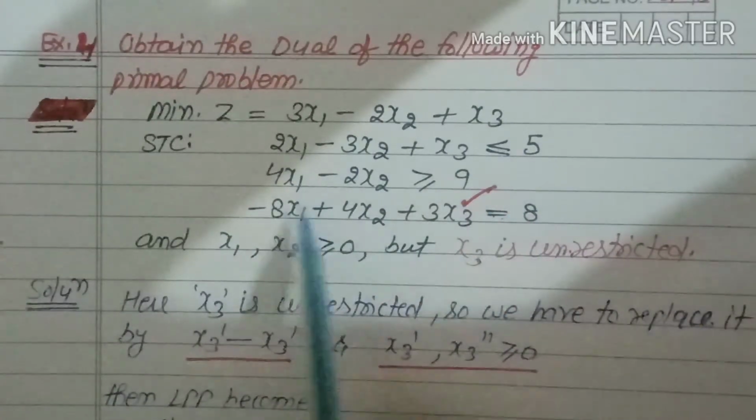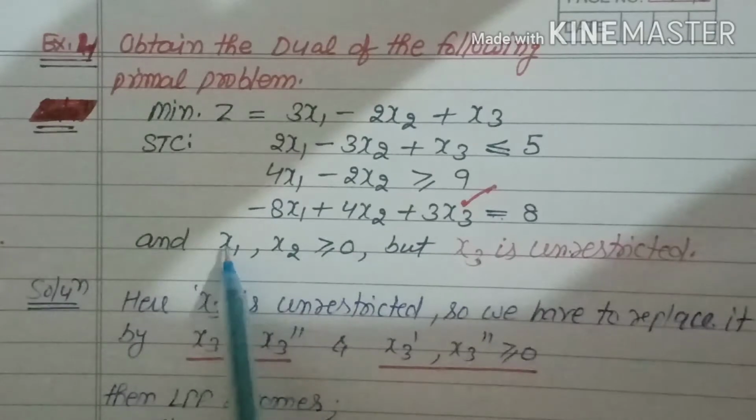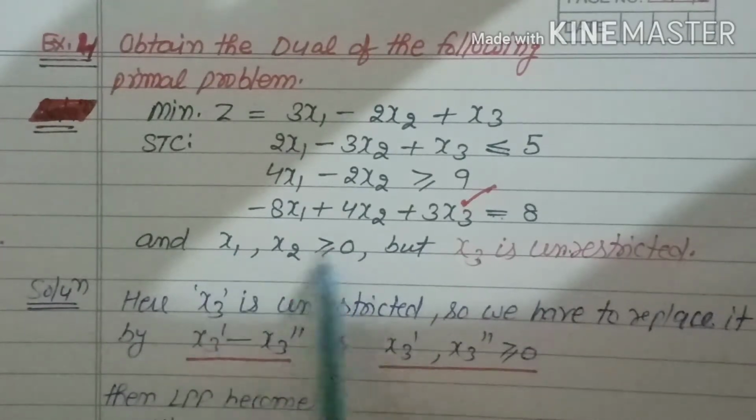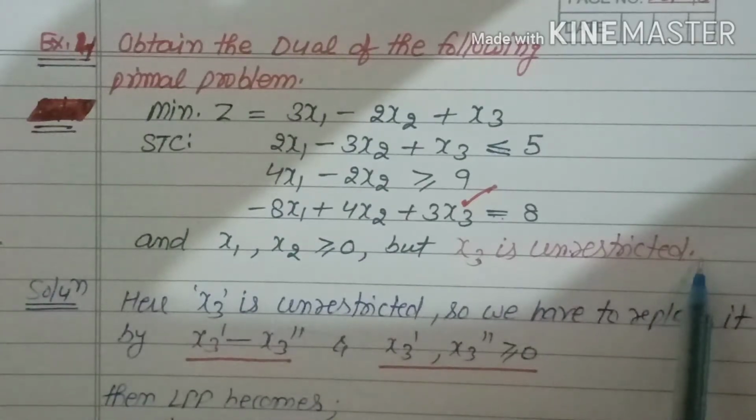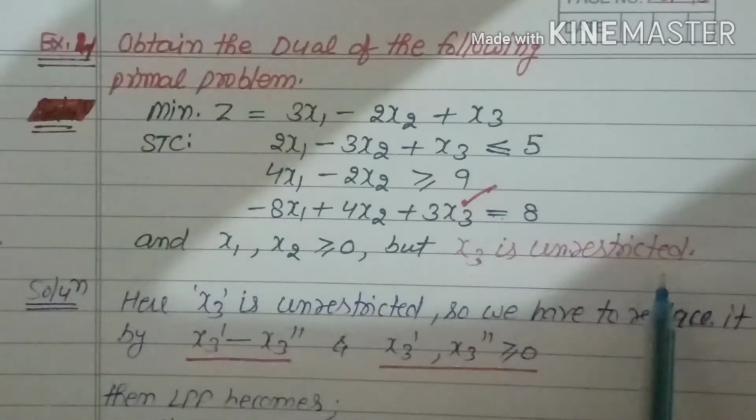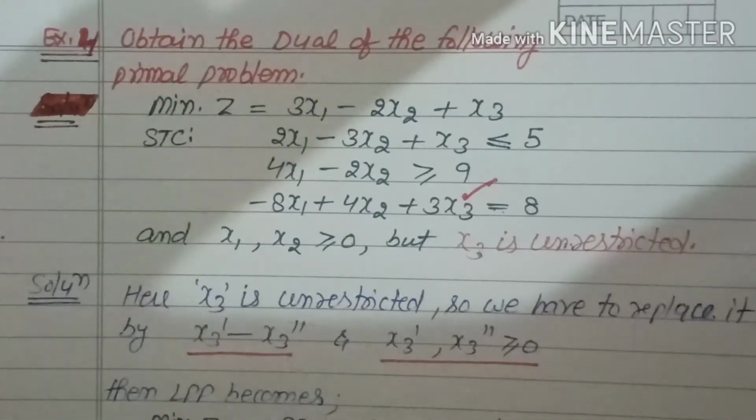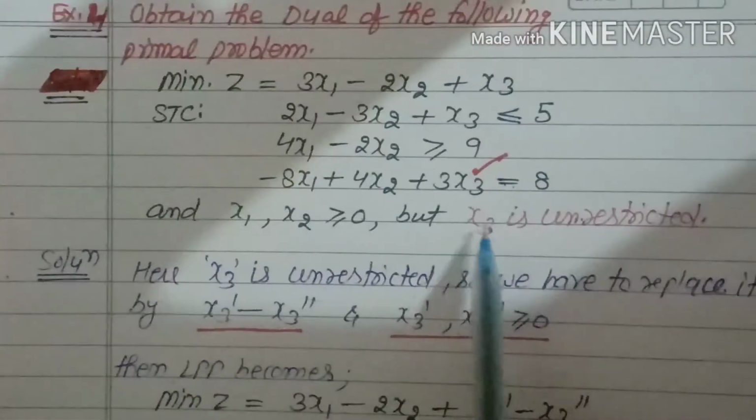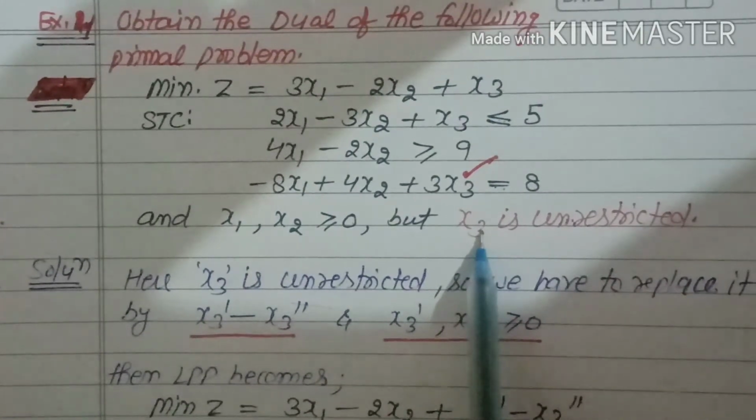So we can say that this is a mixed constraint type LPP. Also, please note that here only x2 and x1 are greater than or equal to 0, but x3 is unrestricted in sign. So we have to use different properties to make this LPP a standard LPP. First of all, we have to convert this x3 into two non-negative numbers.